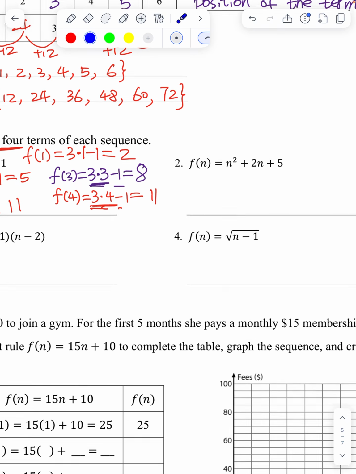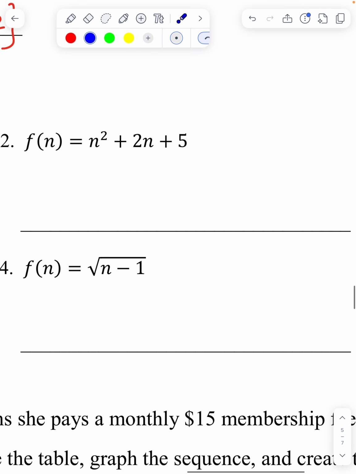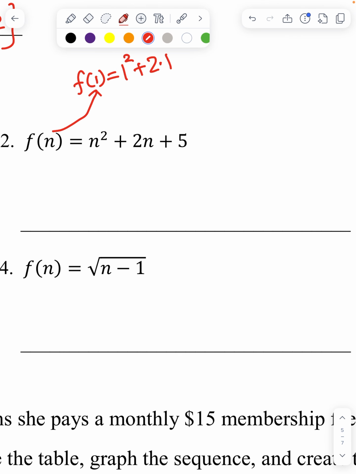Number 2, the first 4 terms. We have a square here. First term. I'm going to replace n by 1. So 1 squared plus 2 times 1 and then plus 5. 1 squared, that means 1 times 1 is still 1. 2 times 1, that's 2. And then we still have 5. 1 plus 2, that's 3. 3 plus 5, that's 8. So the first term is 8.